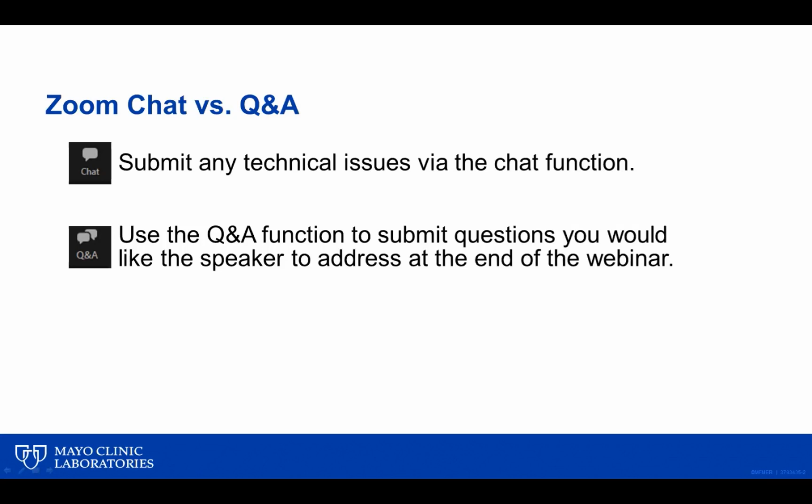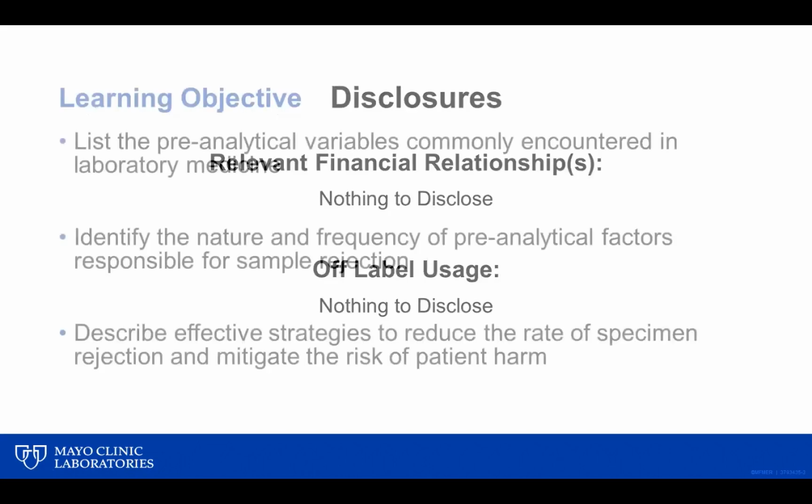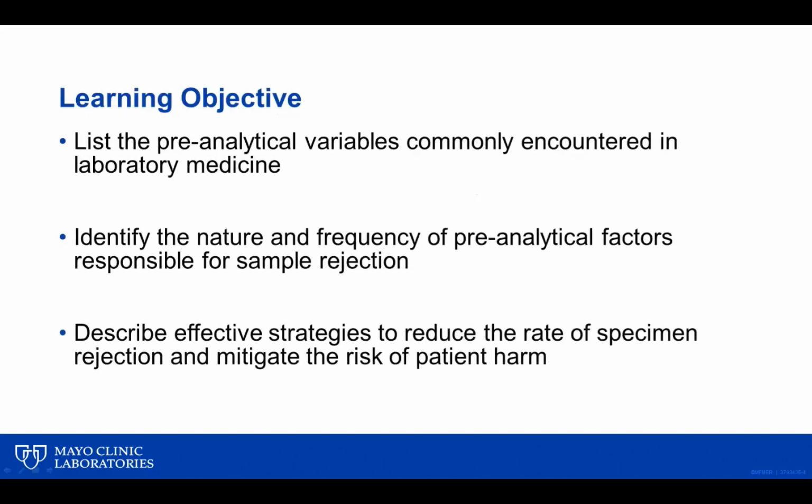To begin, I do not have any financial disclosures related to this talk, and I will not be discussing any off-label uses of medication or devices. So what we're really going to focus in on are the pre-analytic variables that are most commonly associated with unacceptable blood specimens that are collected primarily in the hospital environment. Next, we're going to discuss how often we encounter these pre-analytic factors that result in specimen rejection. And then finally, I'll share some effective strategies to reduce specimen rejection rates and ultimately mitigate the risk of patient harm.